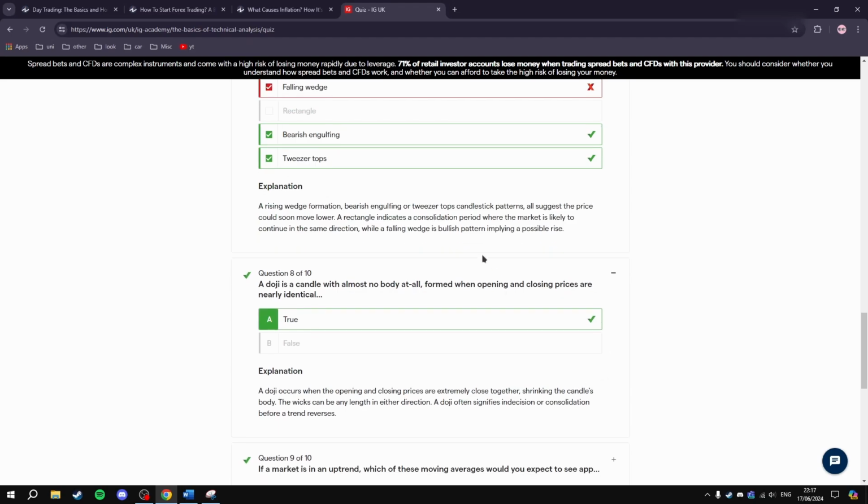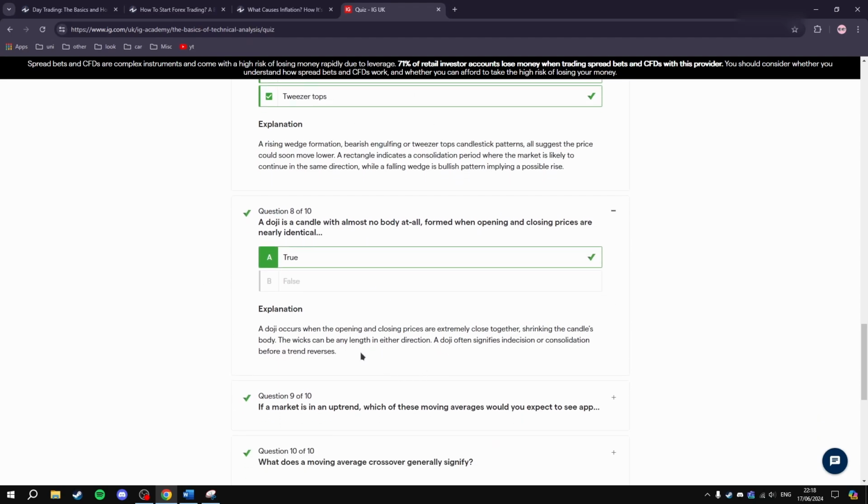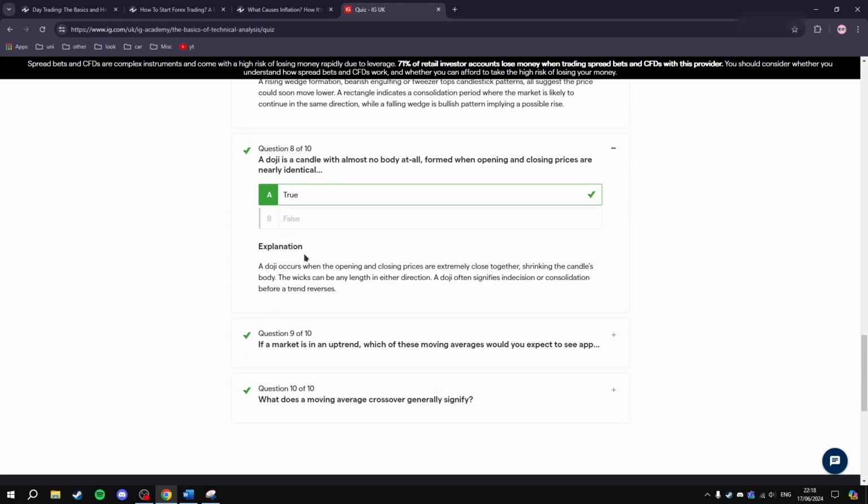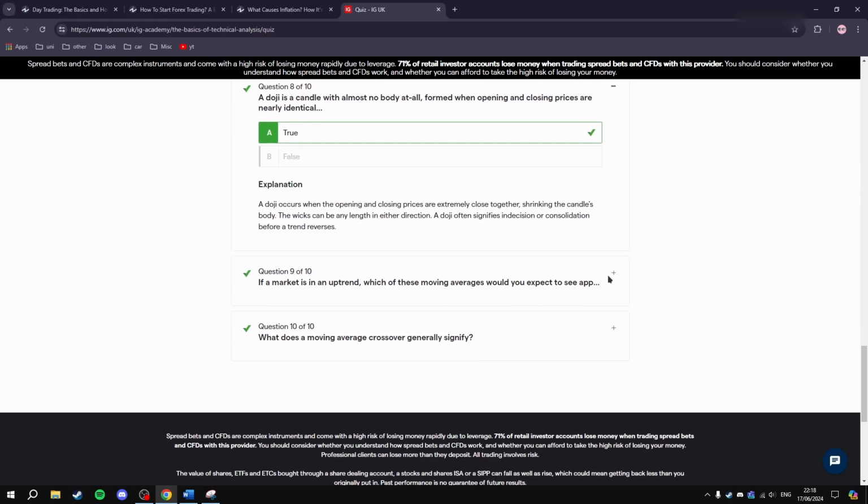So doji occurs when the opening and closing prices are extremely close together, shrinking the candle's body. The wicks can be any length in either direction. Doji often signifies indecision or consolidation before a trend reverses. Yep.